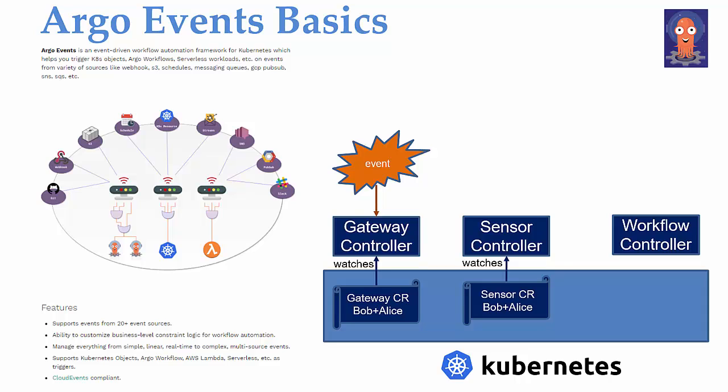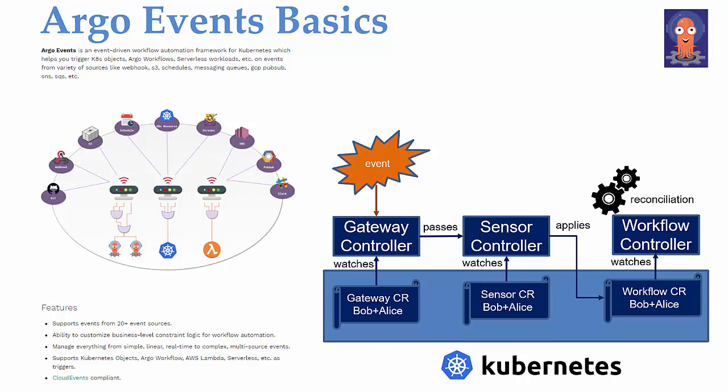Essentially, just this first event needs to get into the gateway controller, and then it passes this event to the sensor, and the sensor controller actually applies the definition of the workflow custom resource for Bob and Alice for the attention of the workflow controller, of the Argo workflow controller. The workflow controller receives an event that a new instance of a workflow has been created and applied to Kubernetes, and then it starts the reconciliation cycle, essentially executing the logic which is specified in this workflow custom resource for Bob and Alice.